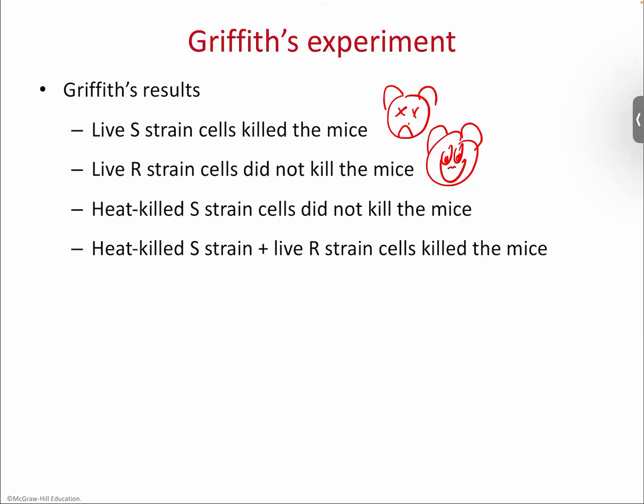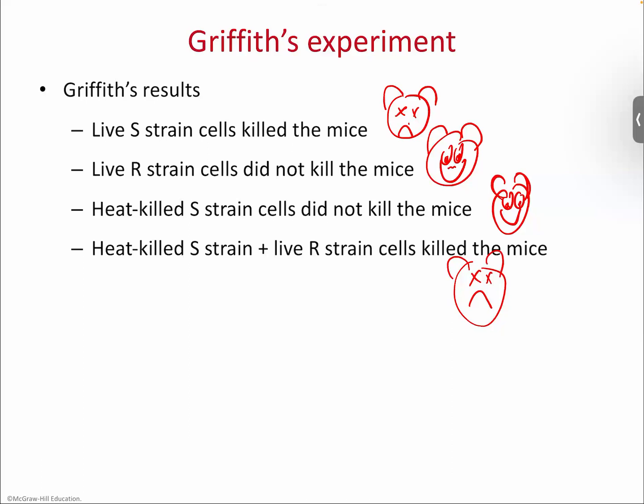So here's what he did. He took his heat killed S strains, infected his mice. And what did he get? Live mice, because you killed your S strain. But then he took the killed S strain, added it to the R strain, and infected the mice. And what did he get? Dead mice.